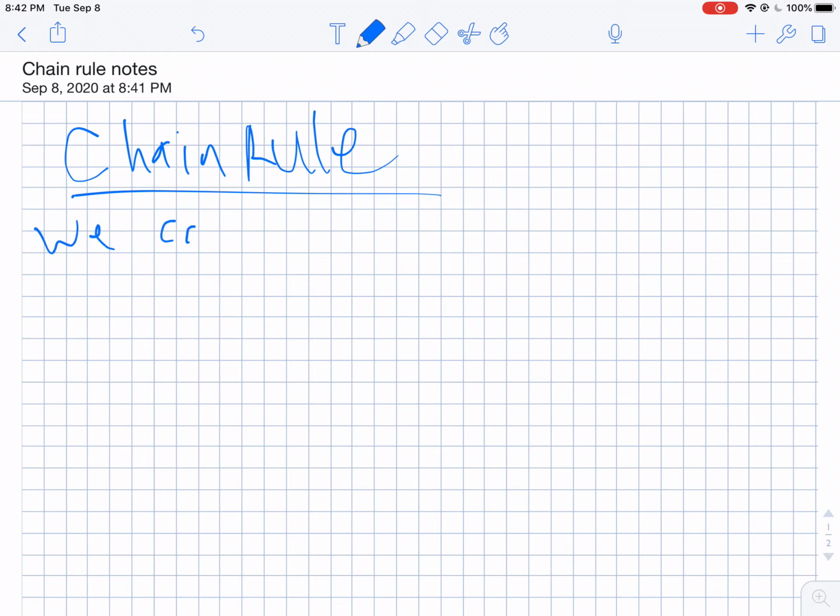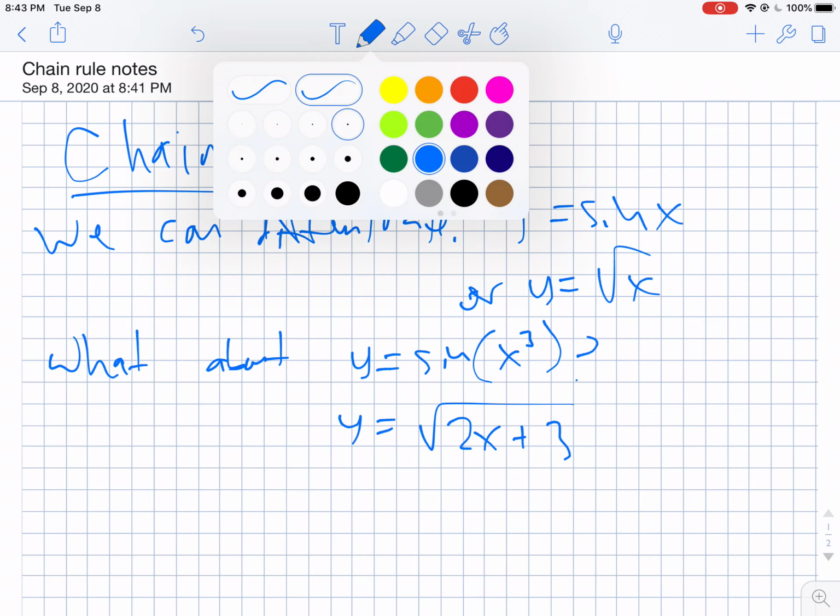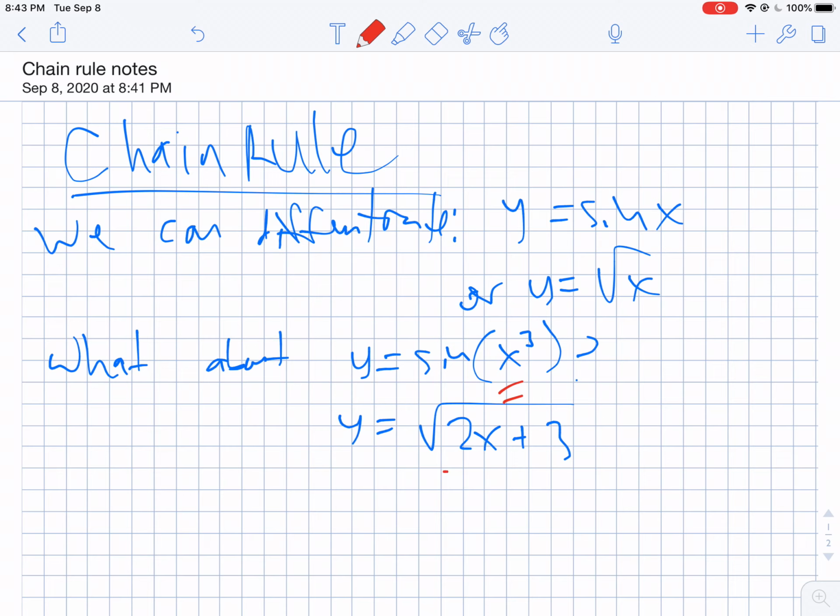We can differentiate something that looks like this. If I give you, for example, y equals sine of x, or y equals the square root of x, you guys hopefully can take the derivatives of those. But what about something like y equals the sine of x cubed? Or what about y equals the square root of 2x plus 3? Where we have something inside the parentheses that's not just an x. And the chain rule is going to allow us to answer those issues.